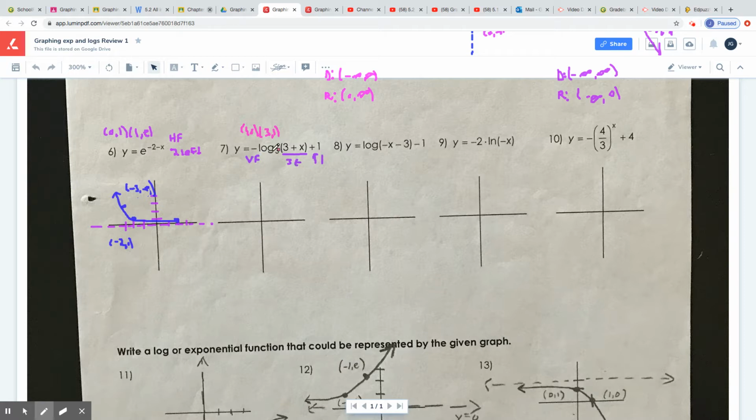All right, since it's a log, this is what is the asymptote. Vertical asymptote is 3 to the left, so it's going to be at negative 3 is where I'm going to have my vertical asymptote in this particular problem. Okay, so negative 3 right there is going to be our vertical asymptote.